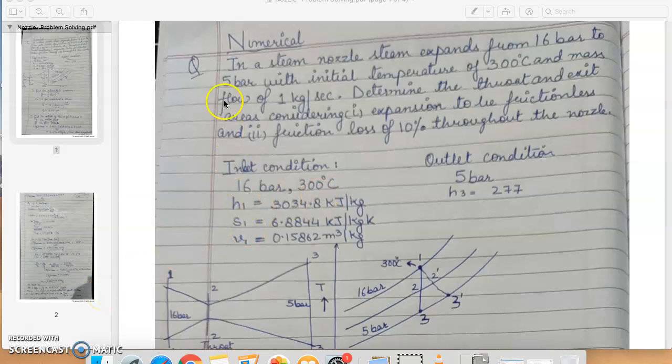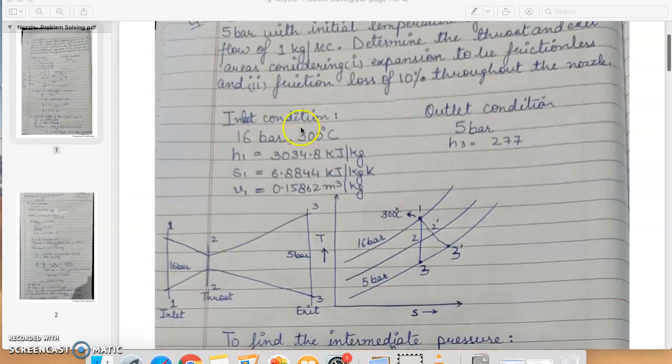Then the outlet condition is given as 5 bar. The pressure is given as 5 bar. From the asked condition, which is the throat and exit areas, that means the nozzle which is being talked about is a convergent divergent nozzle, because throat is there in the convergent divergent nozzle only. So now we don't know the intermediate pressure which will exist at the throat of the convergent divergent nozzle. However, we know the inlet pressure as well as the outlet pressure.